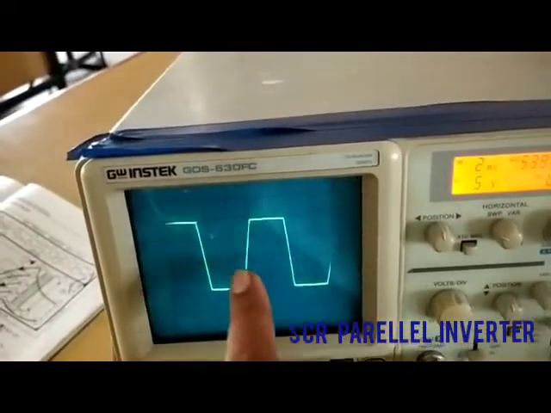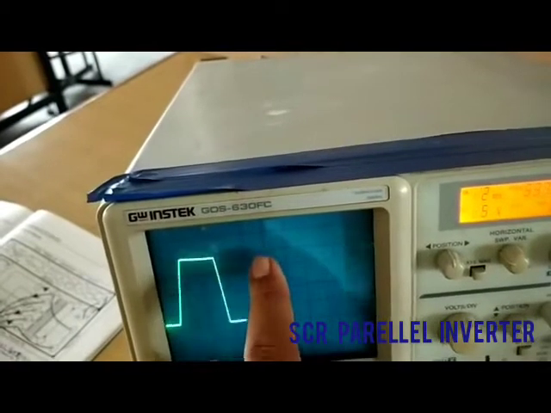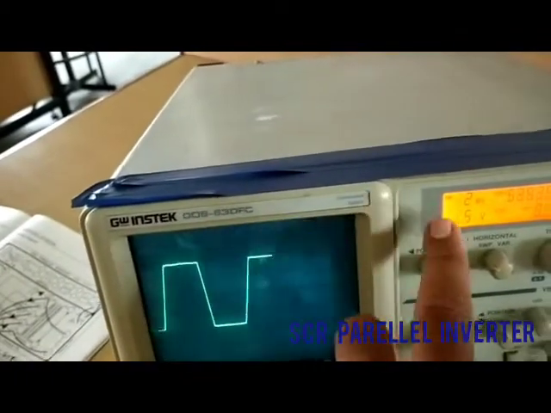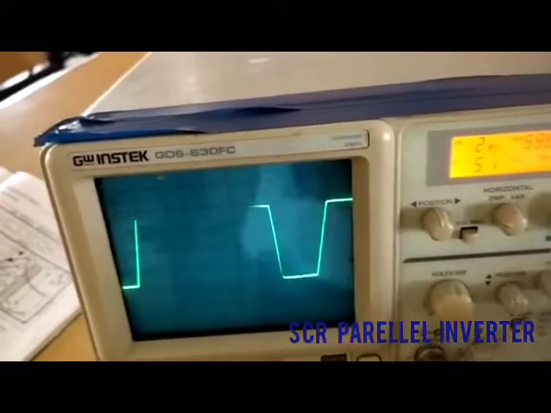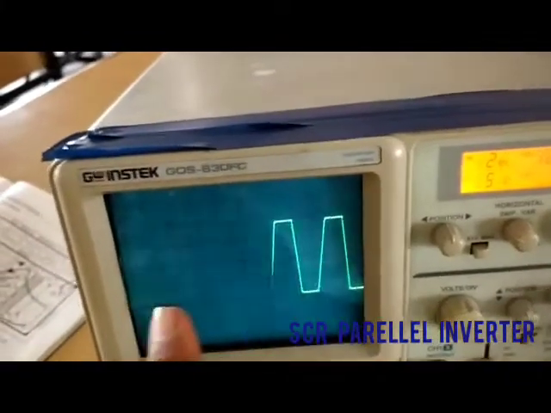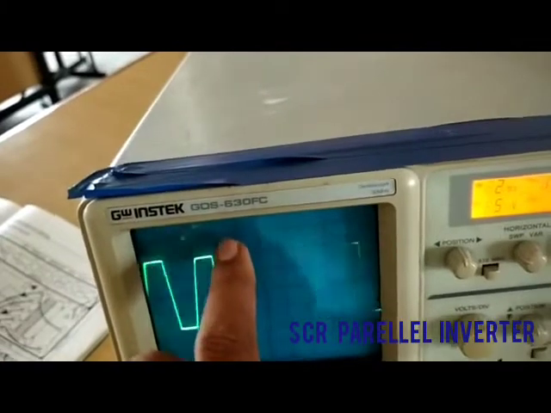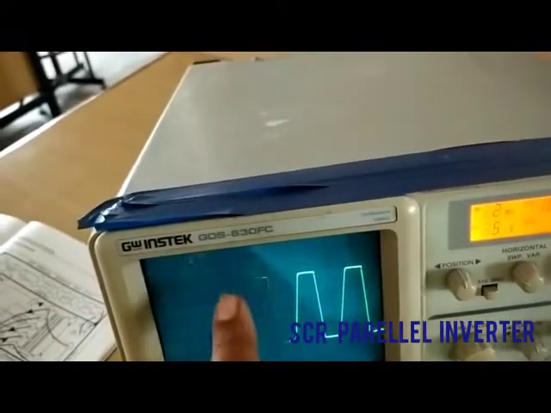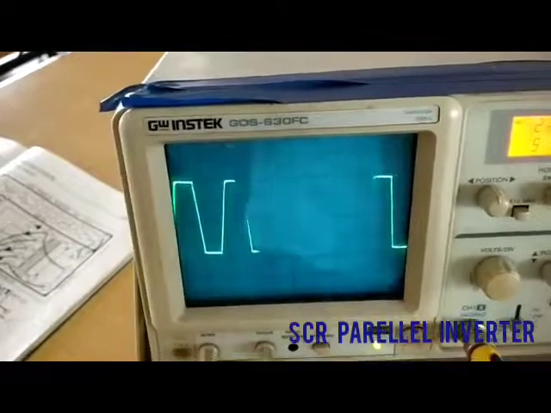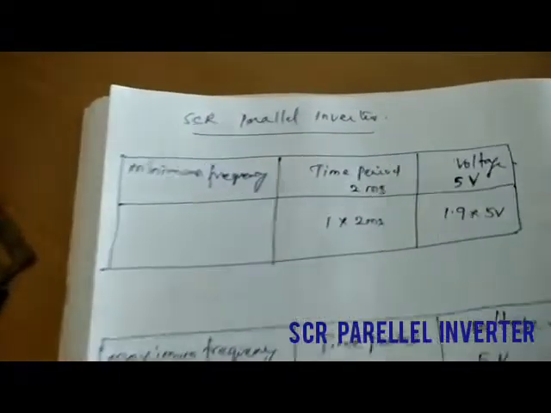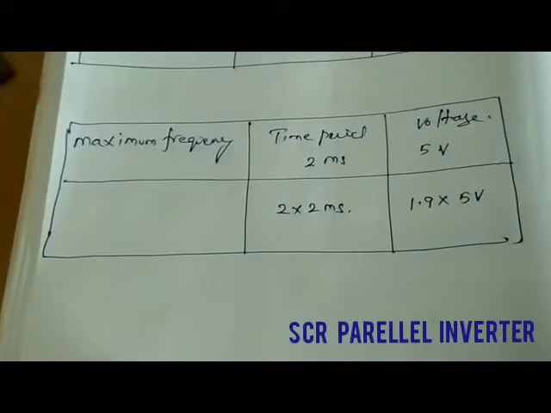You can see the x axis is 2, that is the time period, and the y axis is 1.9, and this is 2, and the voltage is 5. So the time period is 1 and the voltage is 1.9 in minimum frequency. This is stabilized, like this. See, minimum frequency, time period and voltage, and maximum frequency, time period and voltage.